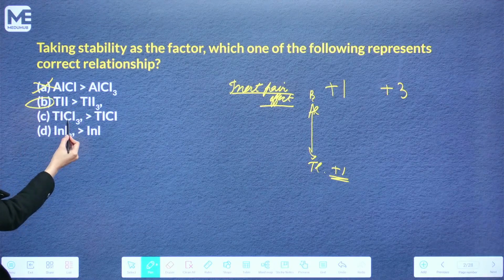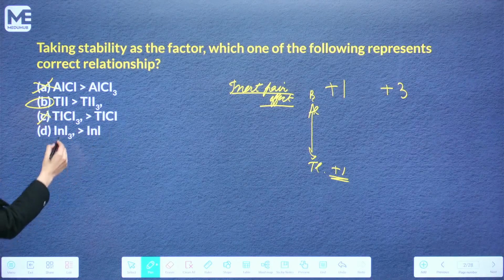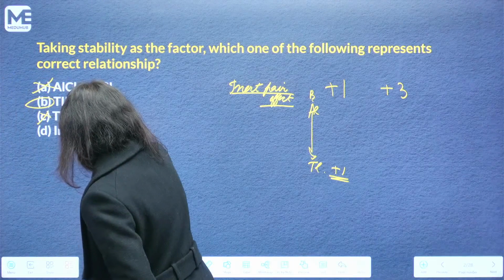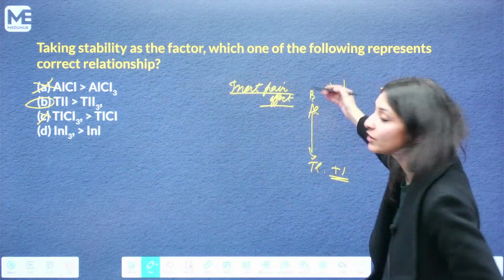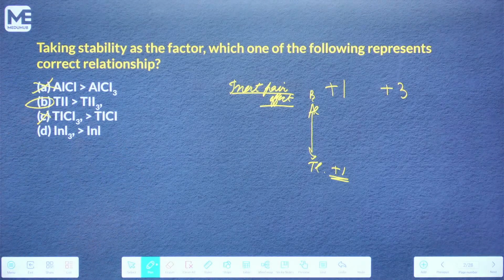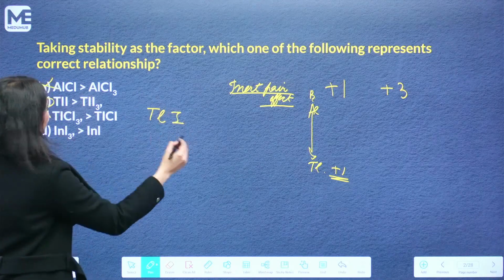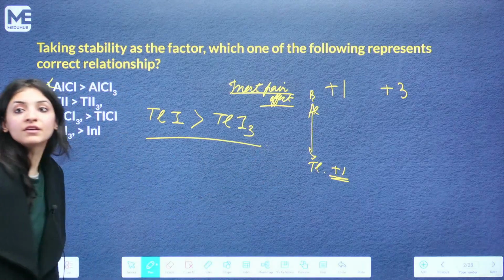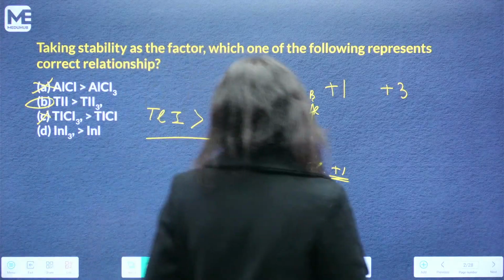Again, here they are saying +3 of thallium is more stable than +1. This is also wrong. Here they are saying +3 of indium is more stable than +1 of indium. So this is also not true because indium falls below. So +3 oxidation state tends to get destabilized. So the correct answer here would be thallous iodide is more stable than thallic iodide. This is the correct option. Did you get it? Let's move on.